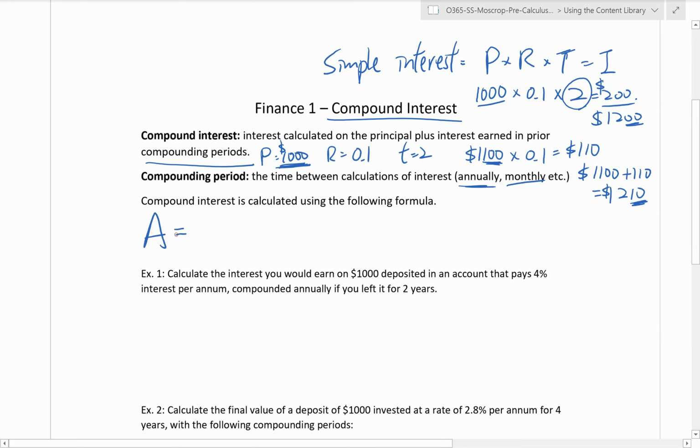The amount at the end is equal to the principal, P, times 1 plus the interest rate, I, divided by n, the number of compounding periods, all to the power of n times t. The reason you have a 1 is that it's your original principal plus the interest. You can see this is exponential, and that's why it grows a lot faster than linear functions.